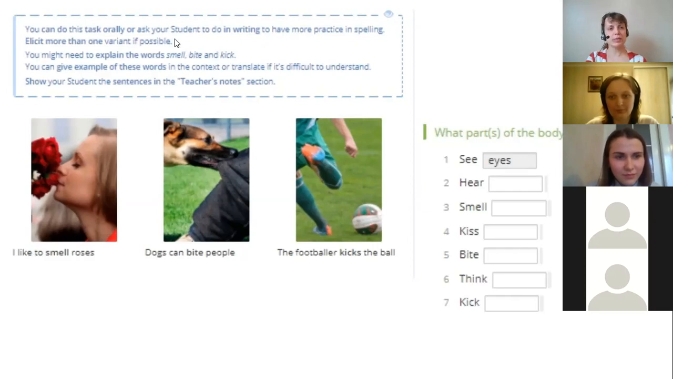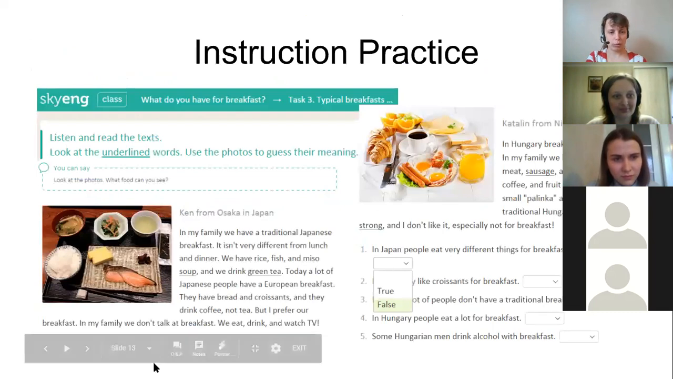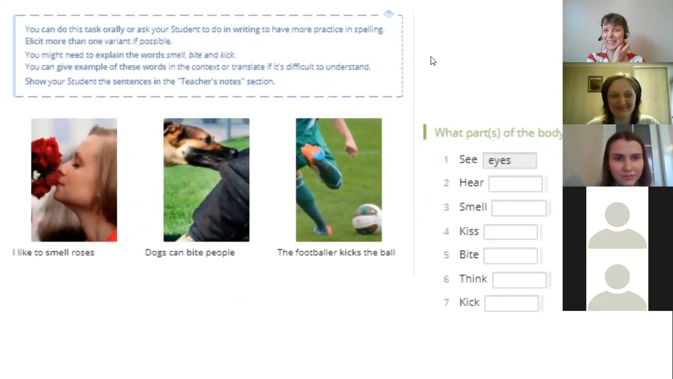And by the way, isn't this charming? Elicit more than one variant if possible. What else can you smell with? Can you smell with your feet? It's just amusing. Okay, so what else can we do with this material?